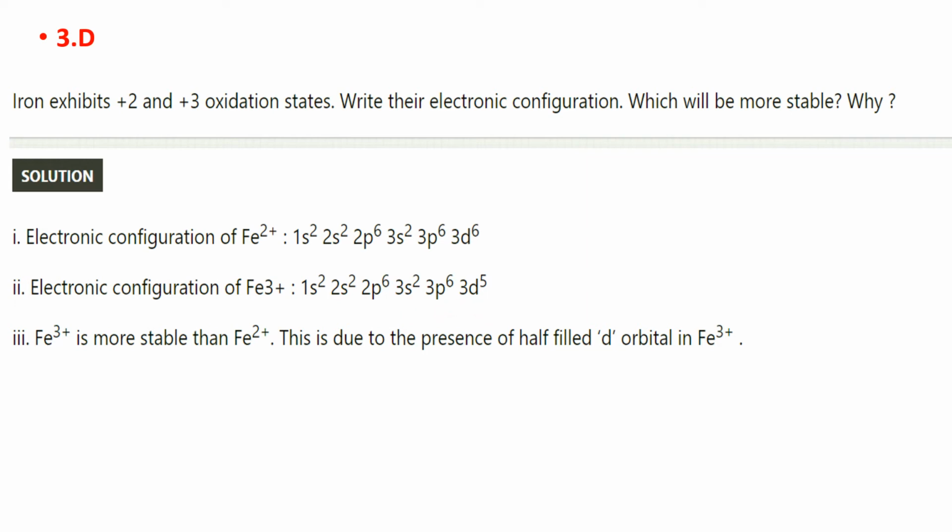Here you can see Fe3+ is more stable than Fe2+. This is due to the presence of a half-filled d orbital. Fe3+ d orbital is in a half-filled state. So, Fe3+ is more stable than Fe2+.